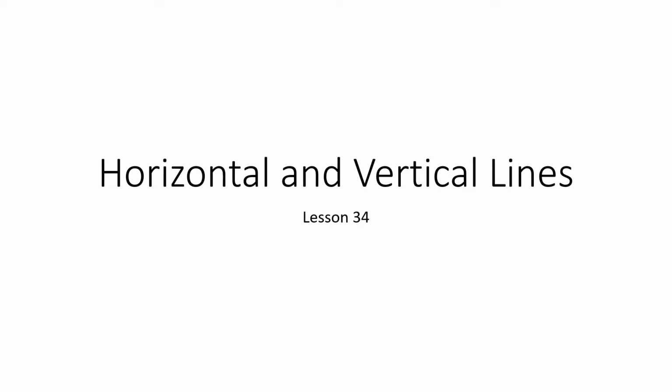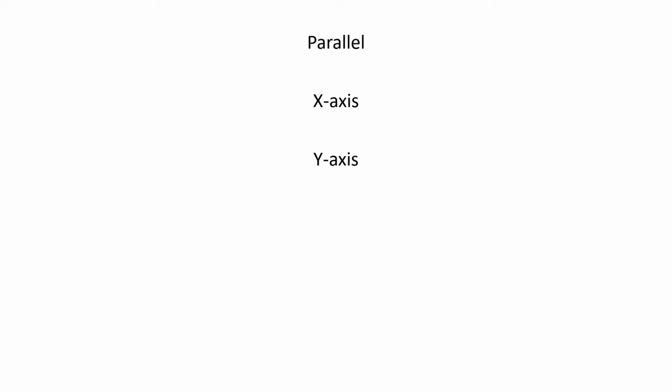We're going to keep working through linear algebra concepts, and today we're going to talk about horizontal and vertical lines. This is from lesson 34 in your textbook, so let's jump in. Couple of things we need to make sure that we remember, or that I need to go over with you.